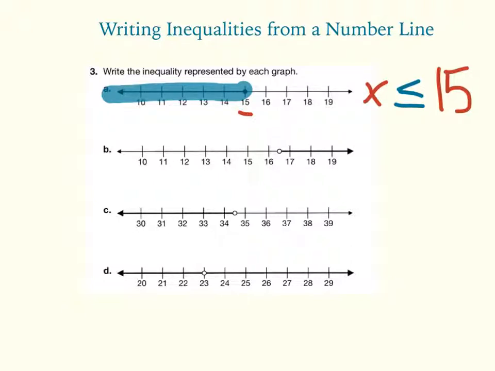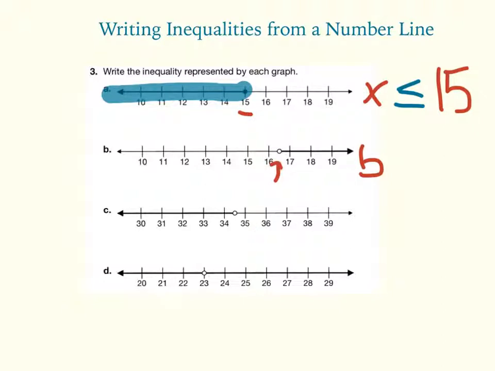Let's do one more together. Let's do B, and then I'll leave C and D for you to pause and try on your own. So if I'm looking at the point this time is in between 16 and 17, so we need to think what number is between 16 and 17, which would be 16 and a half. So once again, I'm just going to pick a letter. I'm going to pick the letter B.